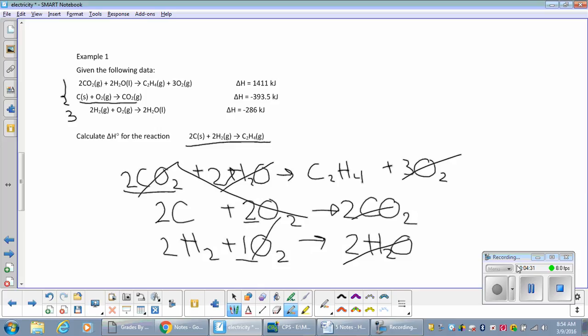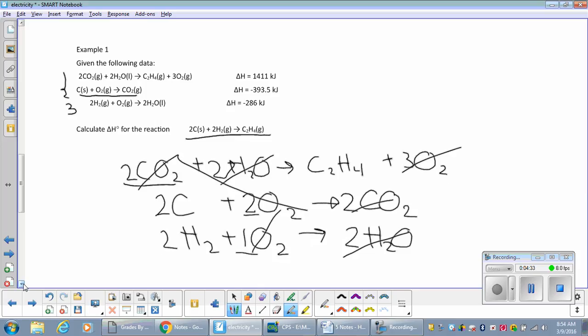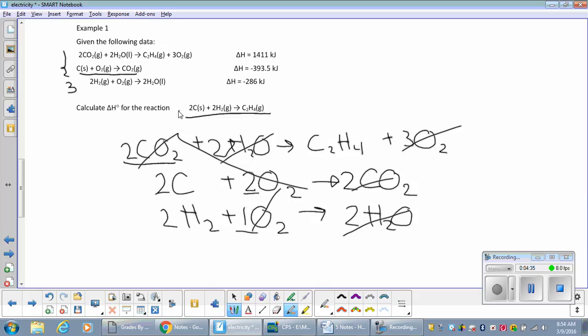When it's over, what is left? The things that we want in our final reaction. 2C plus 2H2 gives you C2H4. All right, so now that we know this, we can take these numbers to get our delta H. Remember that we took this reaction and multiplied it by 2. So we're going to have to take that energy and also multiply it by 2.